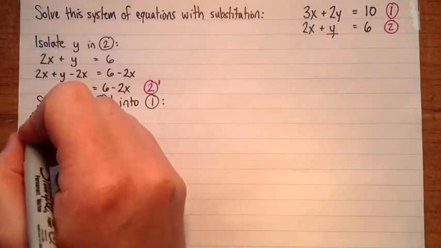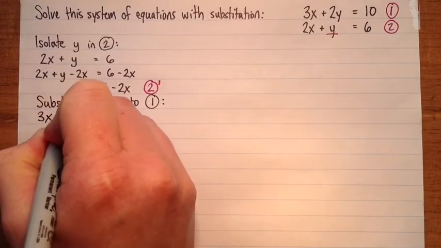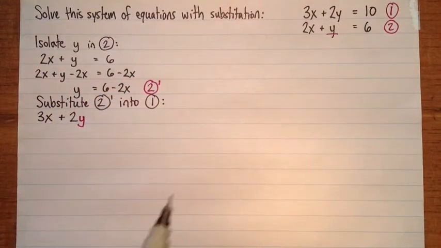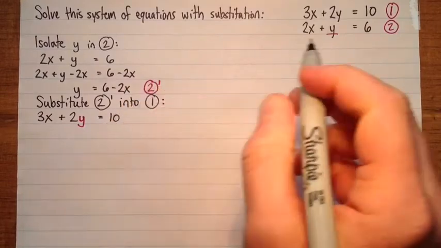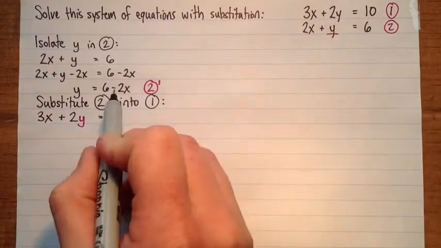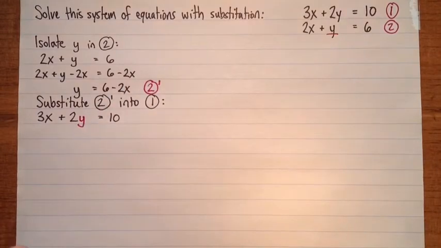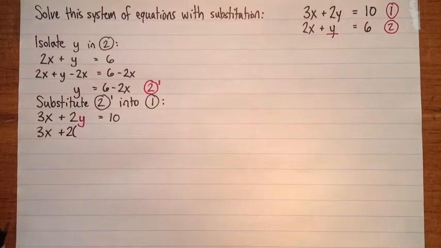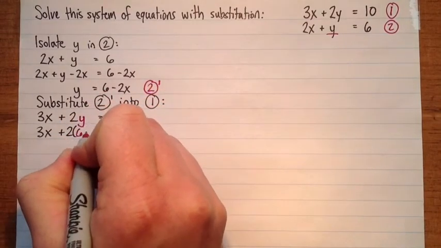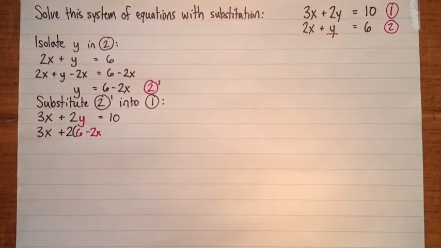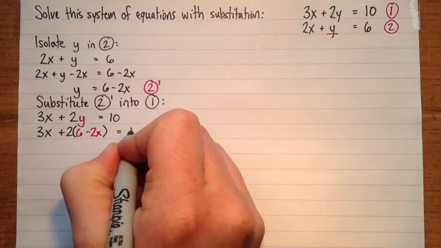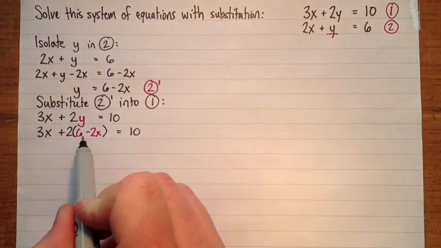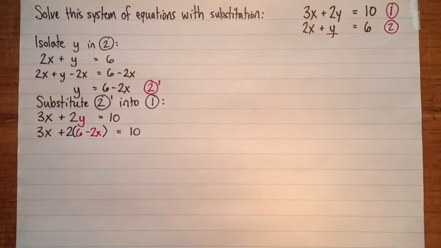So equation 1 was 3x plus 2y equals 10. So now I'm going to replace my y with 6 minus 2x. So I have 3x plus 2 times (6 minus 2x) equals 10. Now, this is a good stage to be at because I have a linear equation and it only has x's in it. So I'll be able to solve that without too much trouble.